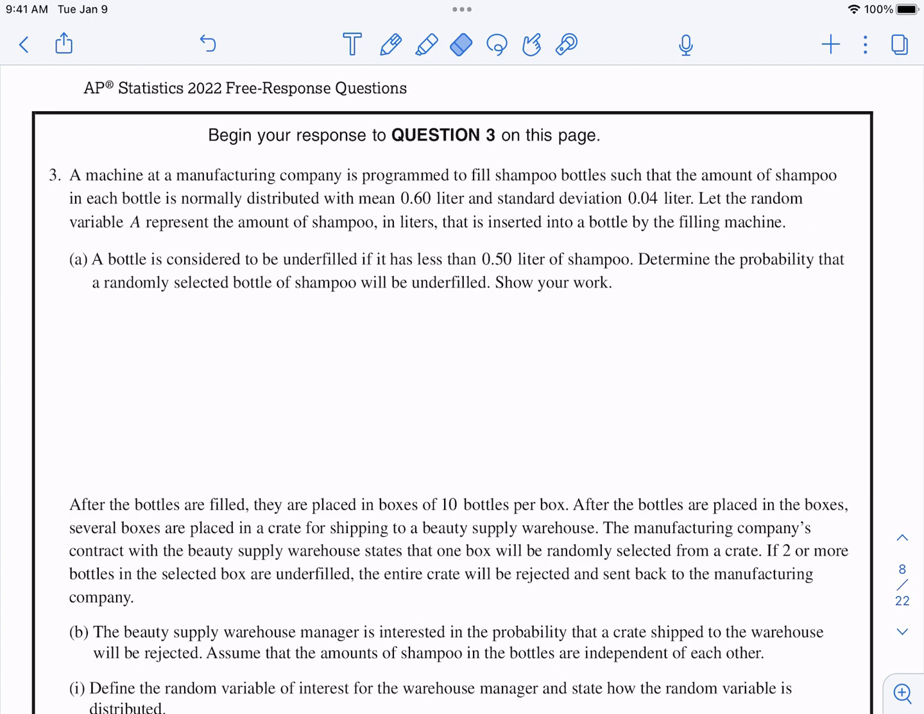So anything on question 3 that you see is probably going to be in the world of either normal models, binomials, probability calculations of some sort, and some explaining and work, obviously, for calculations. And that's the case this past year.